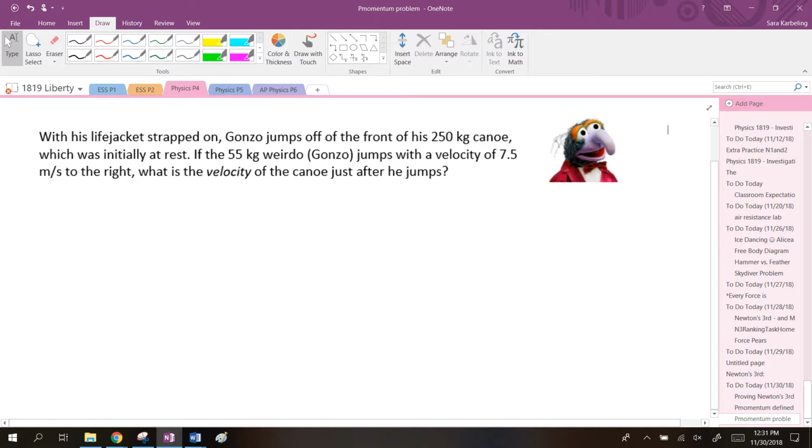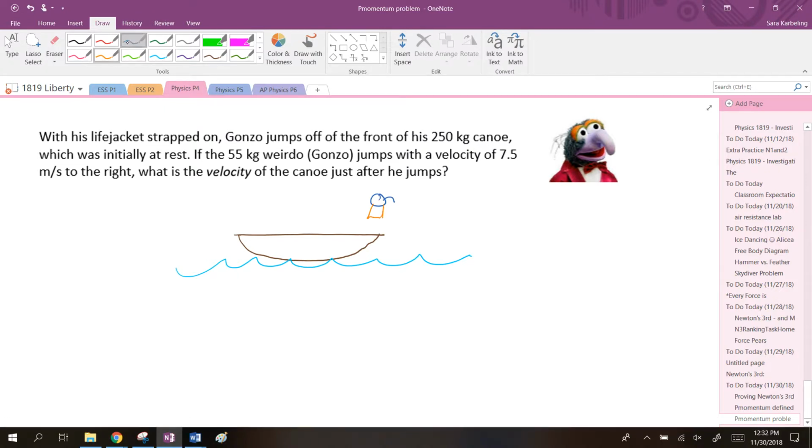Our friend Gonzo is going to jump off of the front of a canoe. He's got a life jacket, so he's going to be fine. The canoe is initially at rest. So I'm going to draw my little picture here. You can draw a picture too. Here's Gonzo's canoe in the water, and here's Gonzo with a little life jacket on, standing there. He's going to jump in just a minute. So far, so good?